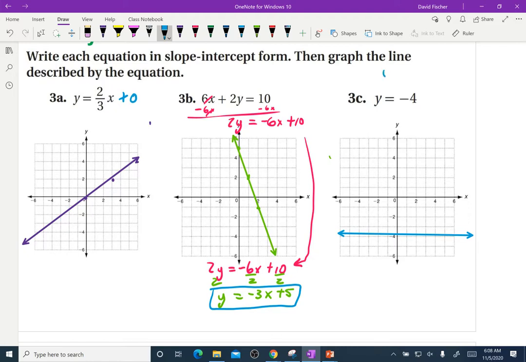On 3C, that really is like we were talking earlier. There's an x there. We just get lazy in algebra or save some lead.